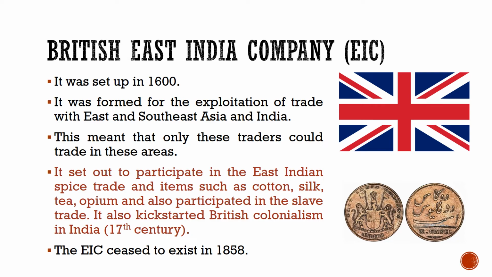Okay, so this part in brown, can you please write it down in your contents package, the page that we said just now. So it set out to participate in the East Indian spice trade, and items such as cotton, silk, tea, opium, and also participated in the slave trade. So they were looking out for spices and other items and the slave trade. Right, slave trade, we will come to that, but basically it's the trading of slaves.